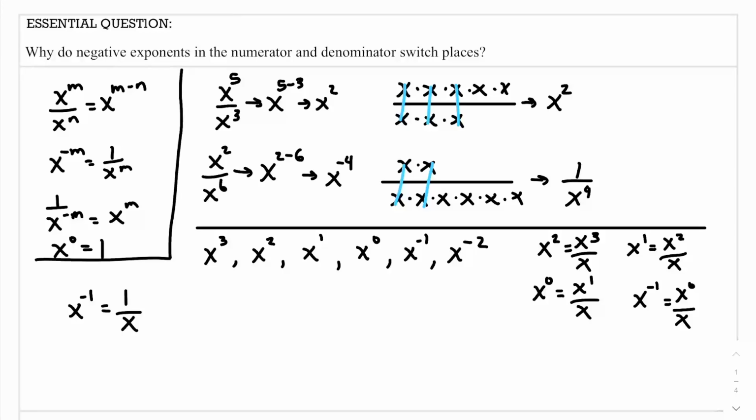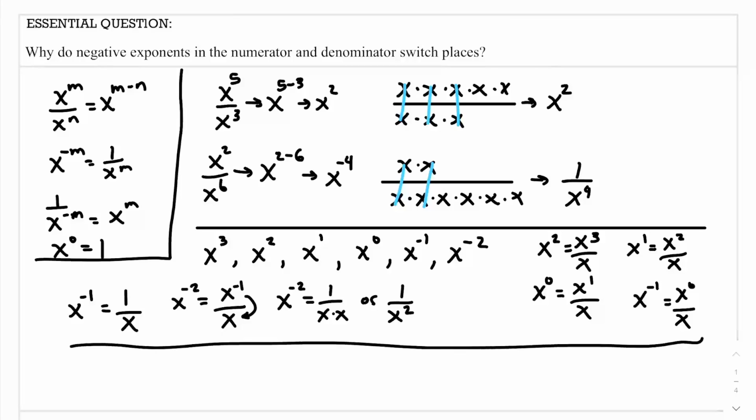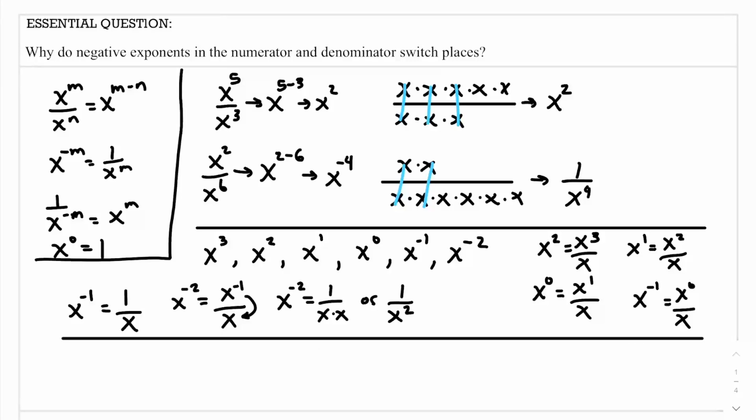We could keep that going. x to the negative 2 would be x to the negative 1 over x. x to the negative 1, we just said, equals 1 over x. So we can then apply our rule to where that's going to move down, and x to the negative 2 would be 1 over x times x, or 1 over x squared. Let's look at this one other way. So that tells us why a negative exponent in the numerator goes down to the denominator.